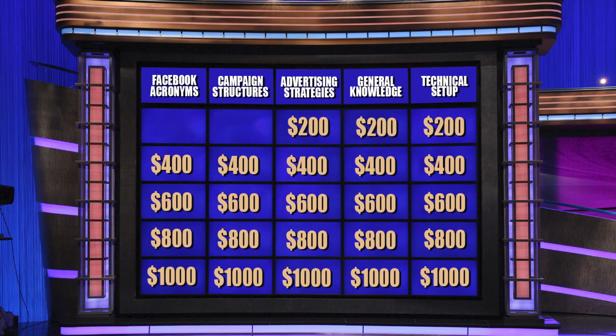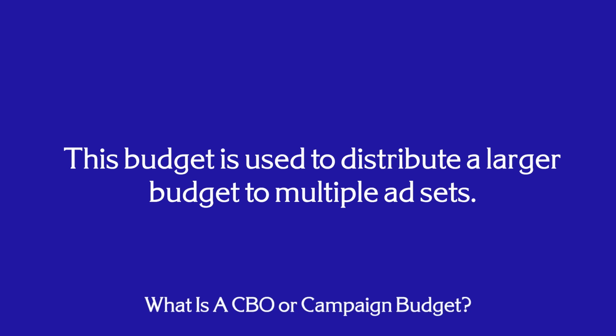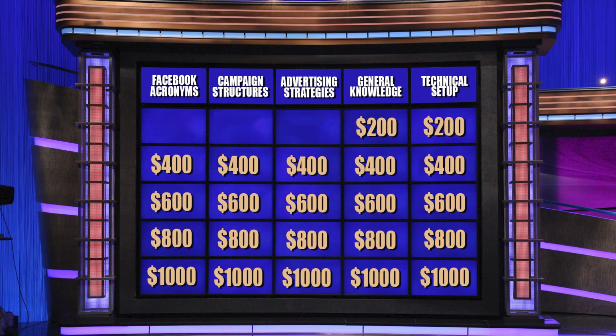Here comes advertising strategies. This budget is used to distribute a larger budget to multiple ad sets. What is a CBO or campaign budget? All right, just a few more questions left in the 200 round. Let's go to general knowledge.